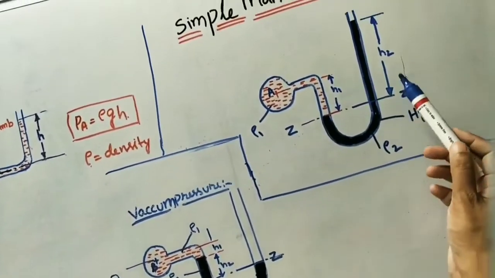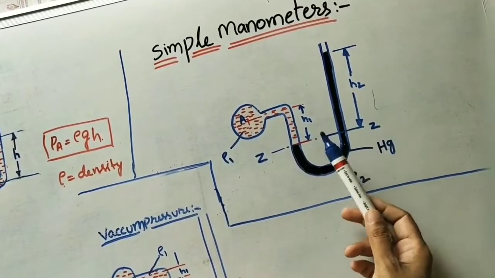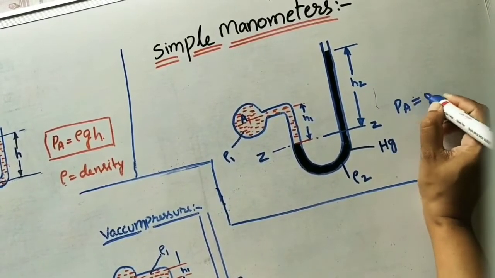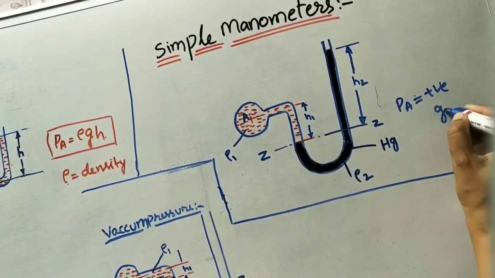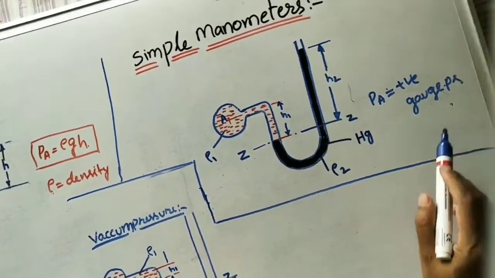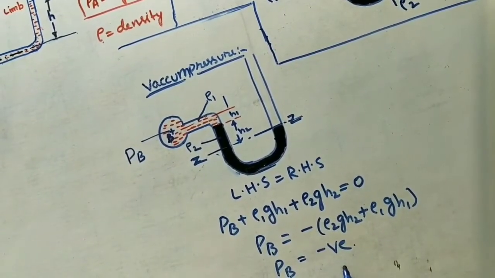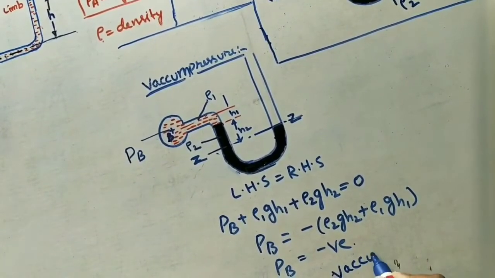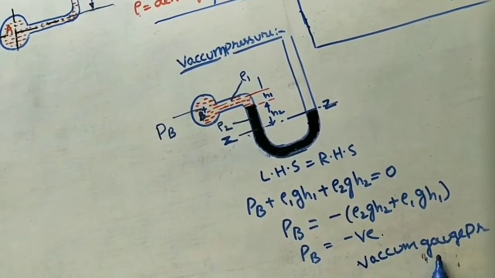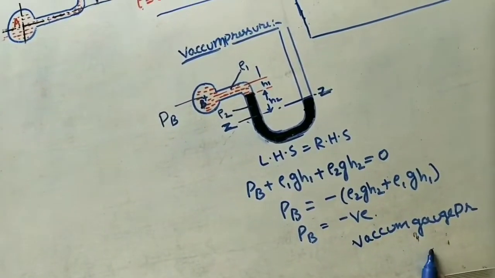If this side's height is more, whatever value comes for PA, it is positive, that is the gauge pressure. Here PA is coming positive. A positive value means gauge pressure, which is more than atmospheric pressure. If you get PB negative, it is negative pressure, meaning vacuum gauge pressure. Vacuum gauge pressure means it is less than atmospheric pressure. By seeing this diagram we can find out it will give the negative pressure.